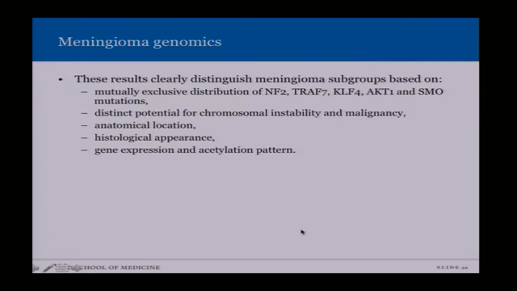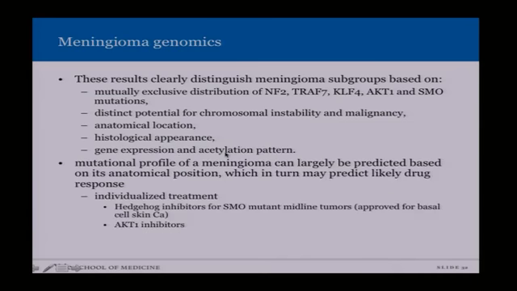So overall, I hope I was able to convince you that we were able to explain the majority of the meningiomas with mutually exclusive distribution of these mutations in these different tumors. They have distinct potential for chromosomal instability, which underlies the potential for becoming malignant. And you typically see those, not surprisingly, with NF2 mutant tumors in the convexities or in the posterior fossa, whereas the anterior skull-base ones almost never become malignant. We correlated those with histological appearance. I didn't go into details, but also with gene expression and acetylation based on chromatin immunoprecipitation sequencing.